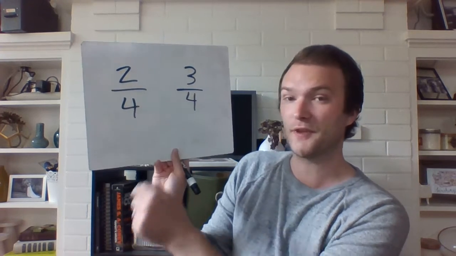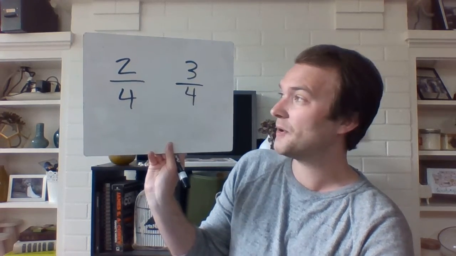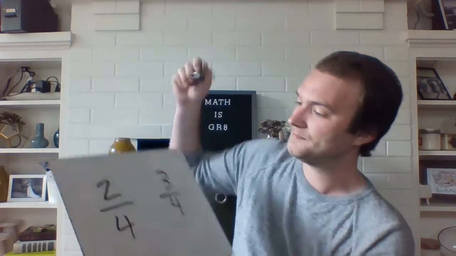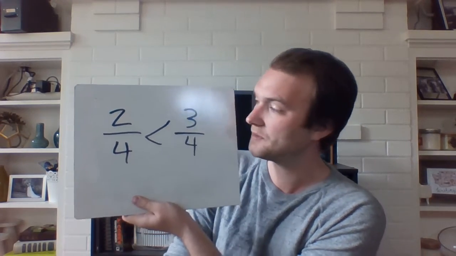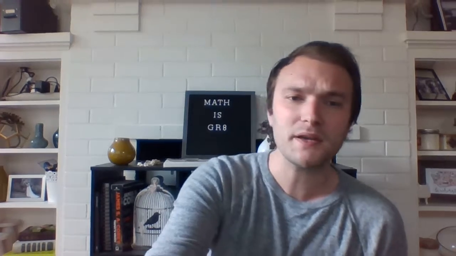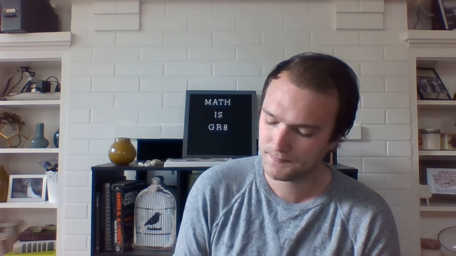So in this case, 2/4 and 3/4, since the denominator is the same, fourths on both, compare the numerators. 3/4 is greater than 2/4. But if you look at the problems on this page, we don't have the same denominator. Let's take a look at the first one together. We're comparing 1/3 and 4/9.